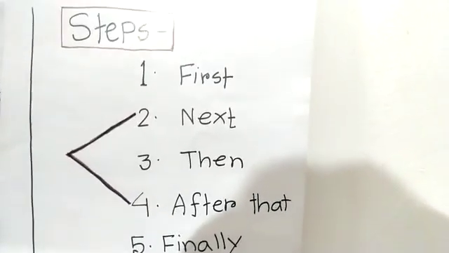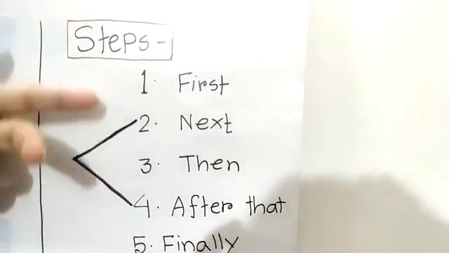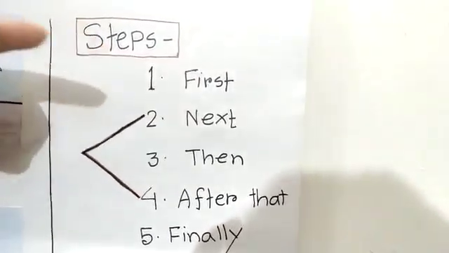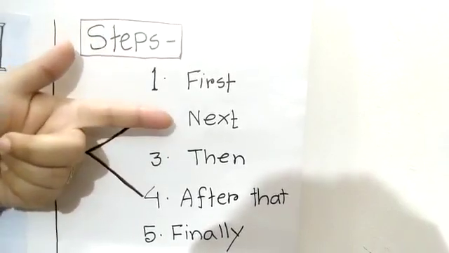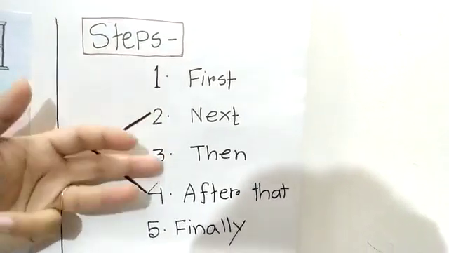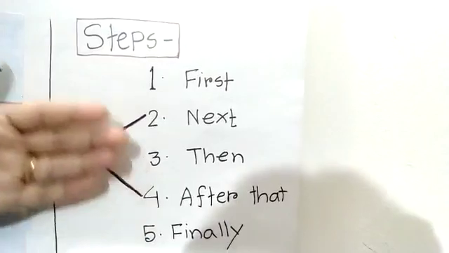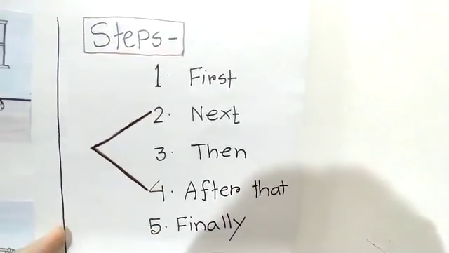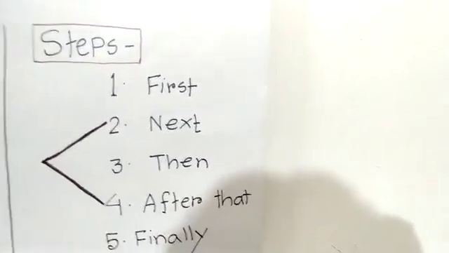Before doing something more about sequence, how you have to write something, we need to know about sequencer. So what is sequencer? I'm going to teach you all about that today. So let's get started. Okay, so these are the words. You can see that steps. These are the words: first, next, then, after that, and finally. These words are called sequencer. You can call these words sequencer.